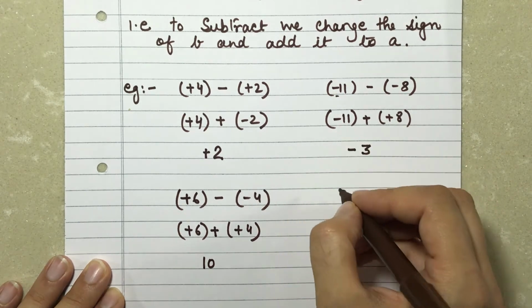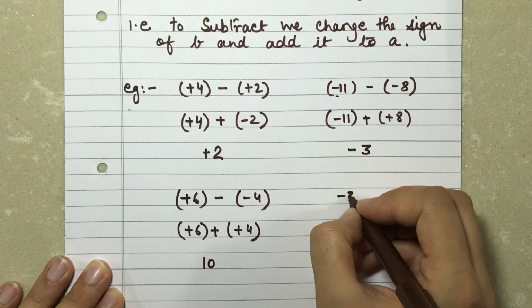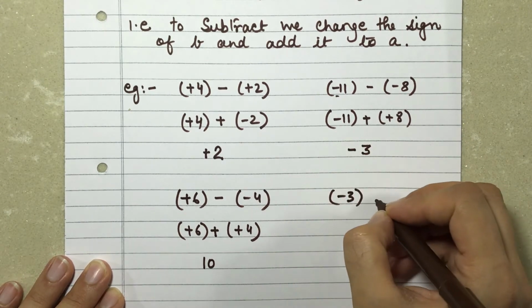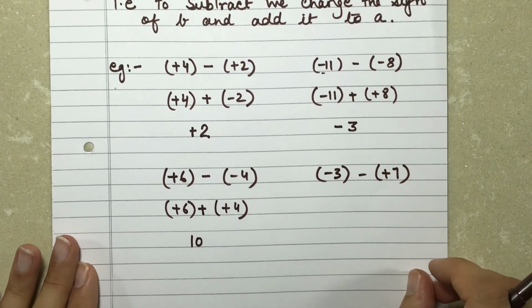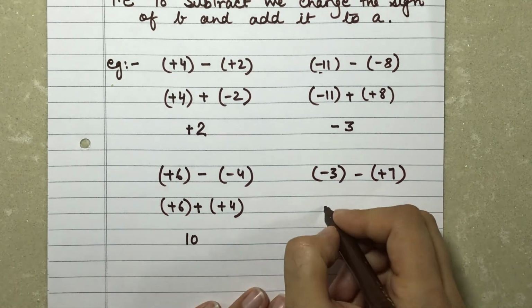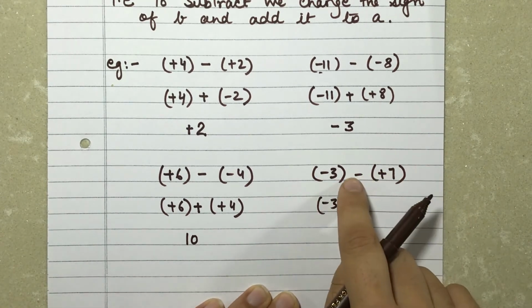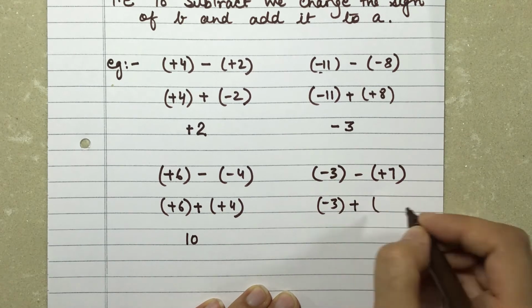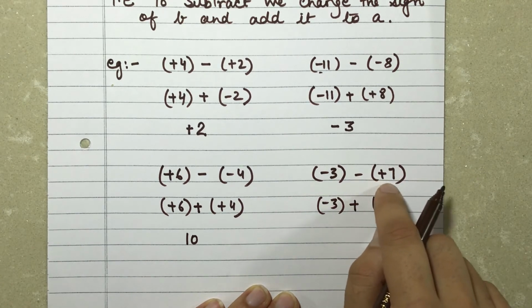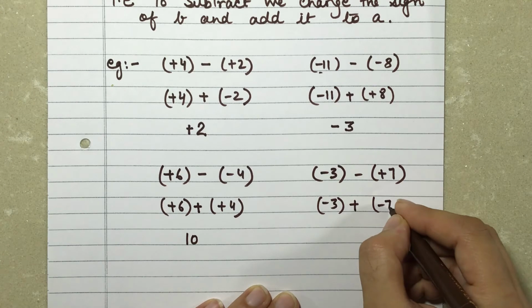Let's do one more question. Minus 3 minus plus 7. Again, let the a be as it is, minus 3. My negative sign in the center is going to become addition, and my positive sign with the b is going to change to a negative.